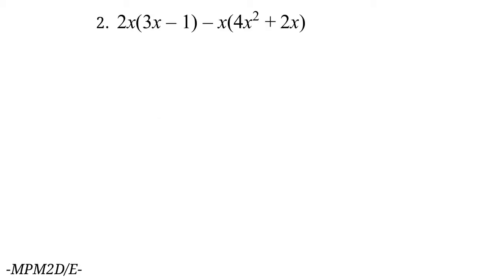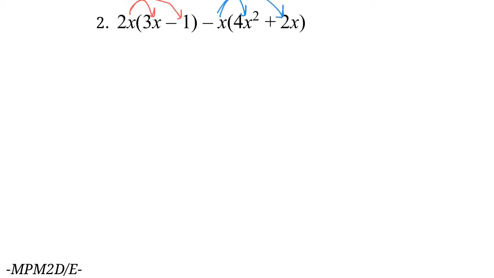Okay, here's our second example. We've got 2x multiplied by 3x minus 1 minus x multiplied by 4x squared plus 2x. So pretty much the same idea as the previous example, but now we have some actual exponents attached to some of our variables. So same idea applies. We're going to take our first term and multiply it into its bracket. And then we're going to take the next term and multiply into its bracket.